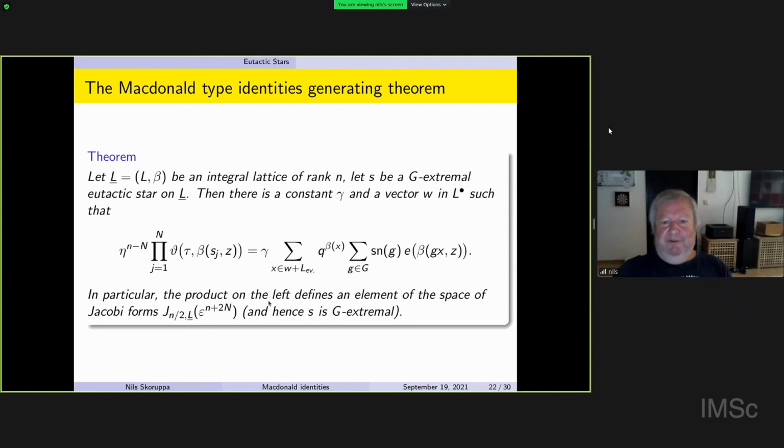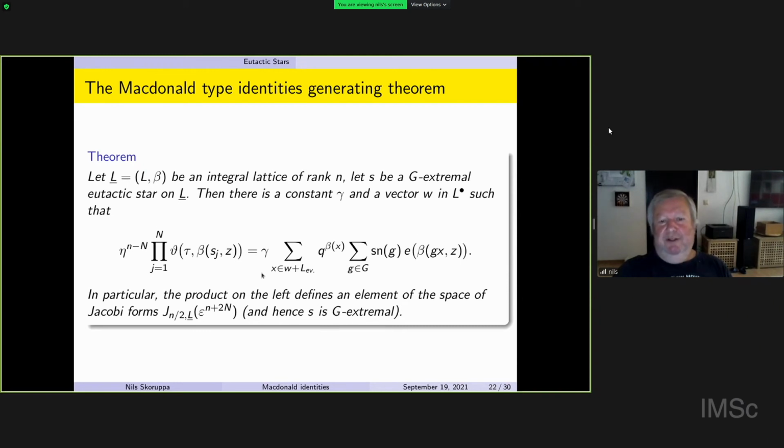Sorry, that is a question. We have here some extremal eutactic star. Okay, so that means G extremal implies extremal. So the G has to go here. Sorry that I just messed up.